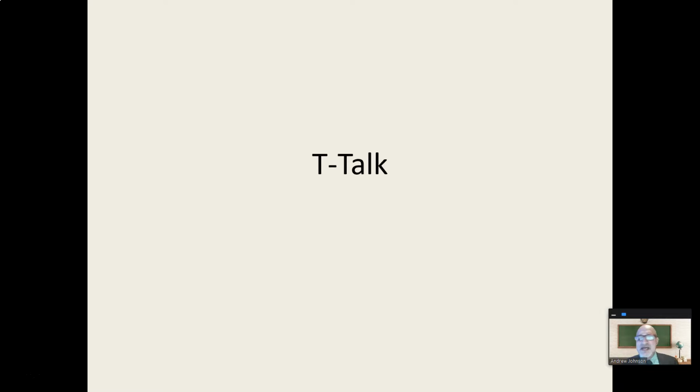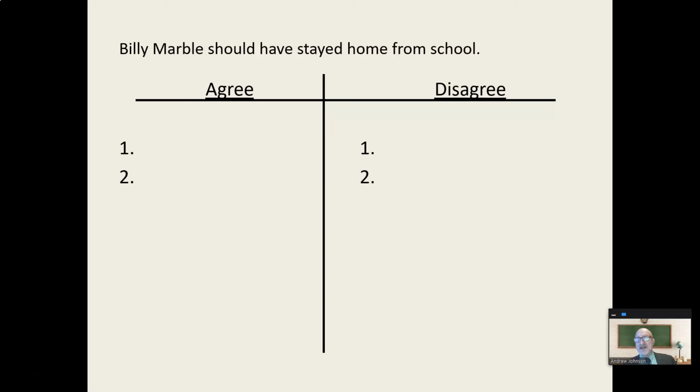Now, here's a neat idea called T-Talk, a way to scaffold teaching and learning. It's a great post-reading activity that can be used across the curriculum. You give students a dualistic statement, one that could be agreed or disagreed, supported or not supported. This could be something related to social studies, school.